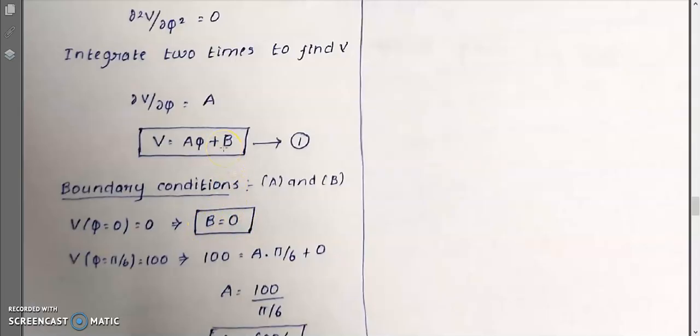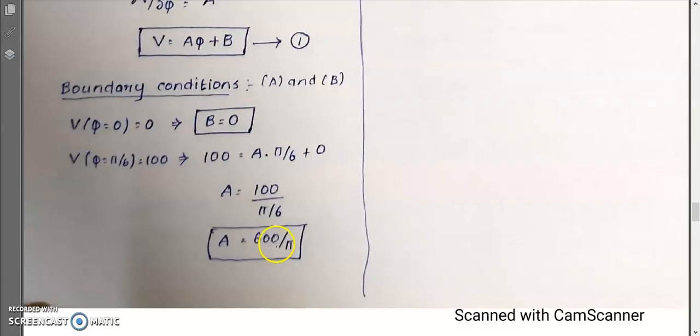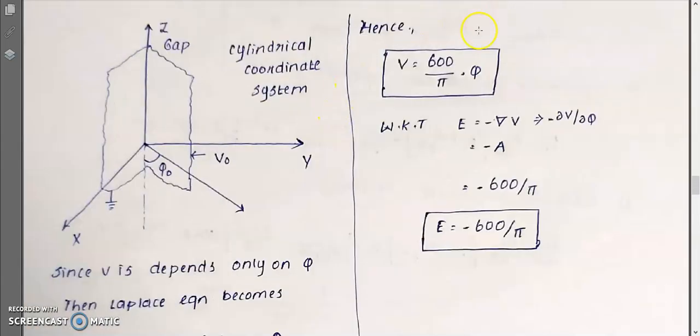At the same time, while substituting at V equal to 100 volt where phi is equal to pi by 6, the unknown parameter A is equal to 100 divided by pi by 6. Finally, A is equal to 600 divided by pi. While substituting A and B in equation 1, V is equal to 600 divided by pi into phi plus B, which is nothing but 0. This is the final value of V.